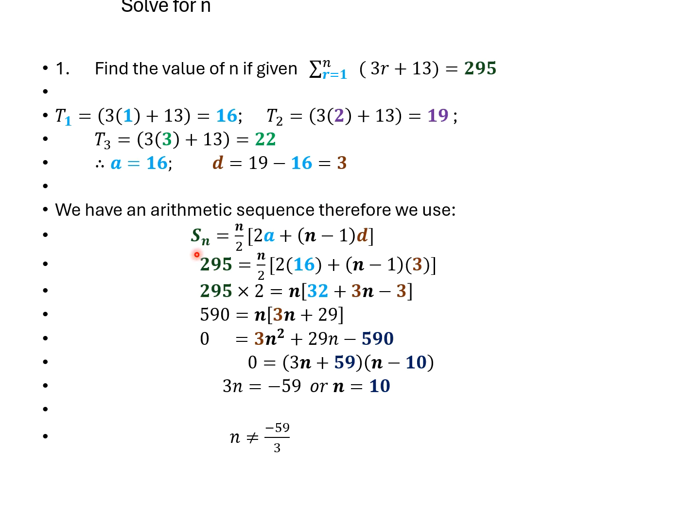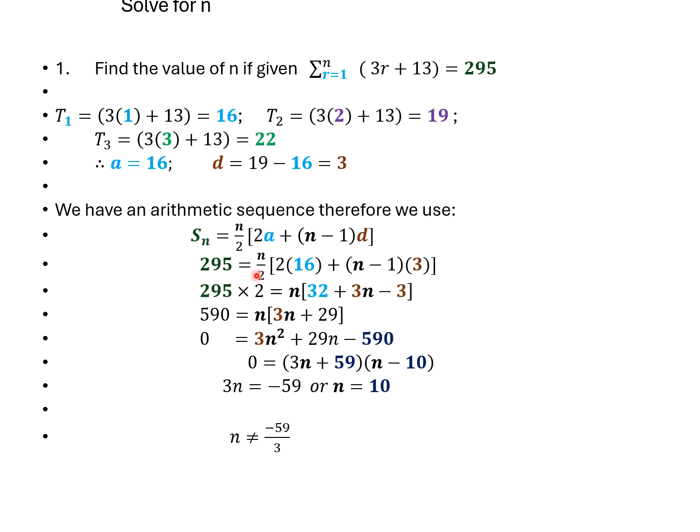So the sum to n terms equals n divided by 2, times 2a plus n minus 1 times d. The sum to n terms is given there as 295. n over 2, a is 16, so 2 times 16. And d equals 3, so in the place of d I have 3. 3 times n would give me 3n. 3 times minus 1 gives me negative 3. 2 times 16 would give me 32.